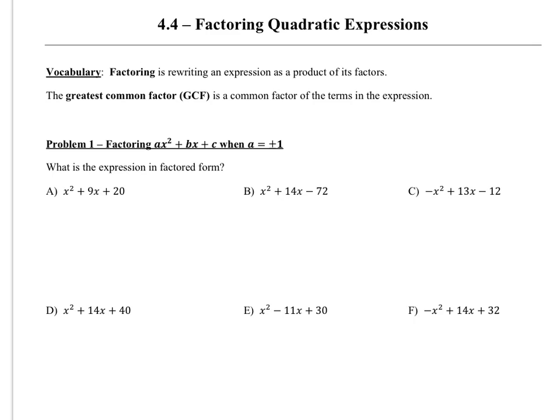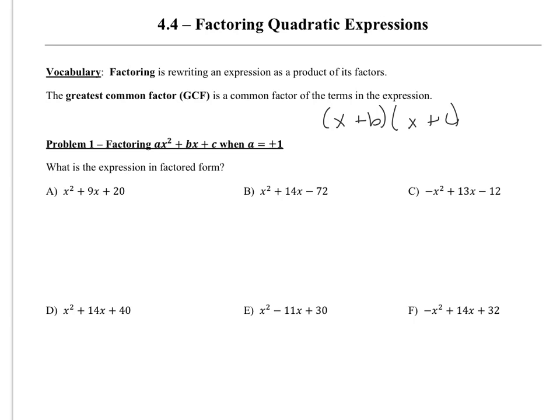4.4, 4.4. So a lot of this 4.4 is all review, so I'm not going to do too many. I want you to try to do all the other ones by yourself. So factoring, really what factoring is, is getting it back to its original state. So this is an example of something that would be factored. And I'm just using random variables.